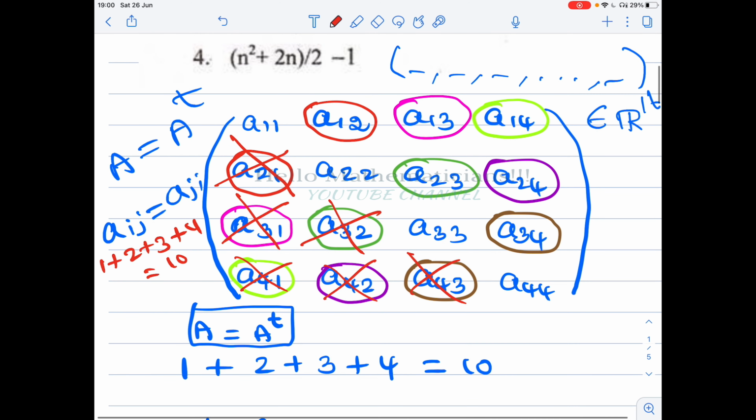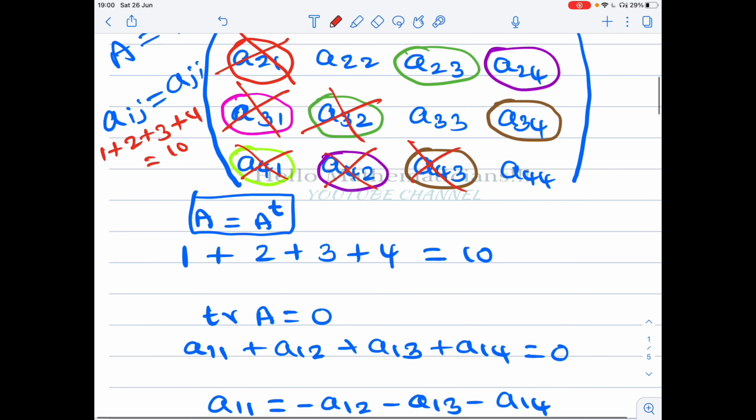In general, what is the dimension of n by n symmetric matrices using the same idea? 1 plus 2 plus and so on up to n, which is equal to n(n+1)/2. So this is the dimension of the set of all n by n symmetric matrices.